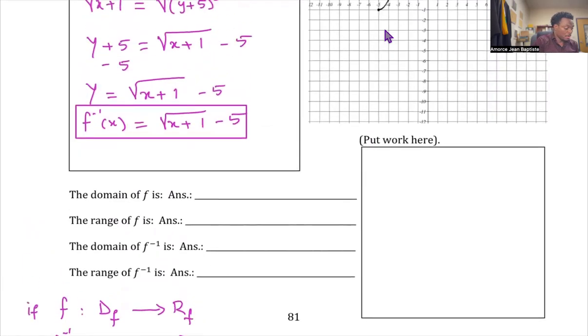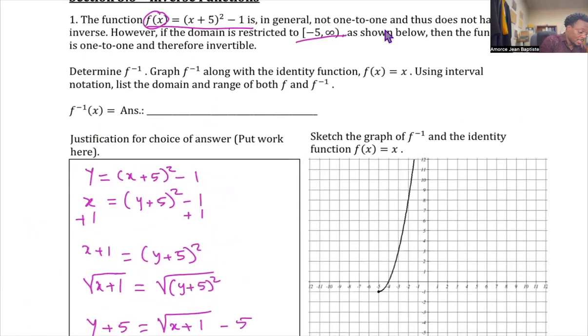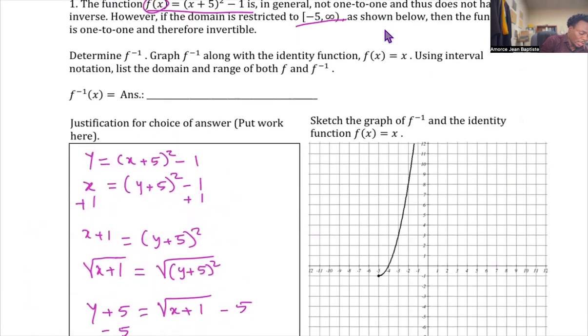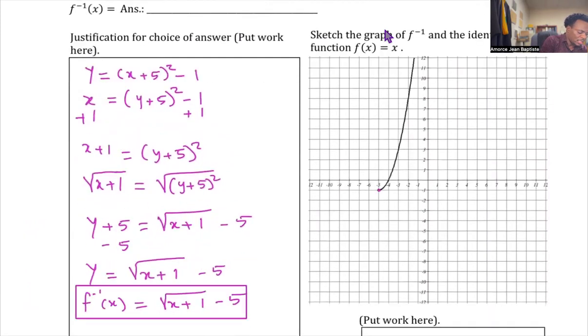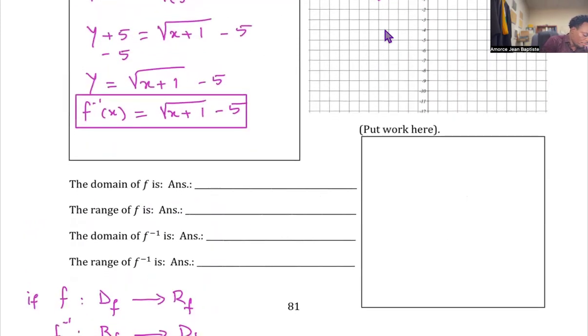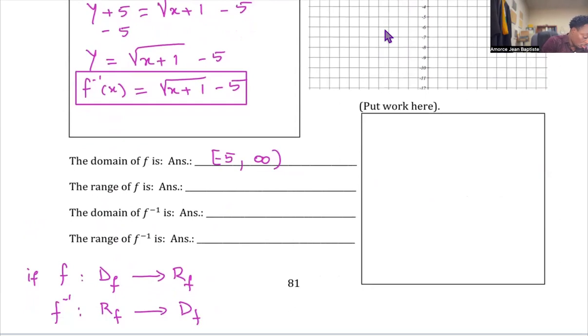So that's why we've already known what the domain of f was. If you look at the graph, you will see that it starts from -5 and goes all the way to infinity. So we know the domain of f was -5 to positive infinity, which will also be the range of f inverse, -5 to infinity. Now we need to find the domain of f inverse, that will be also the range of f.